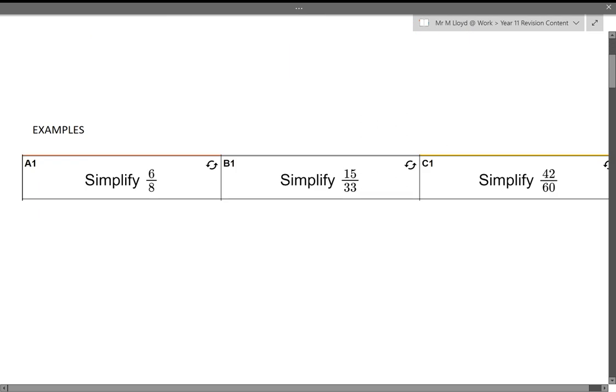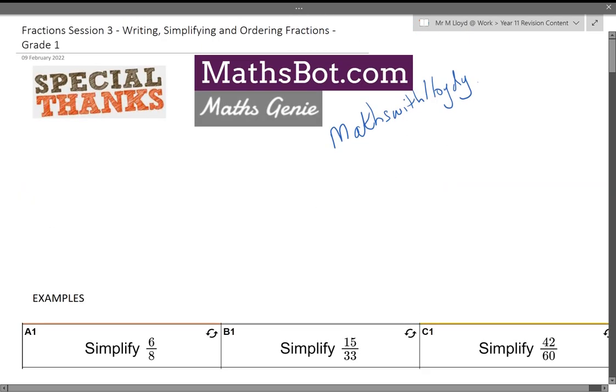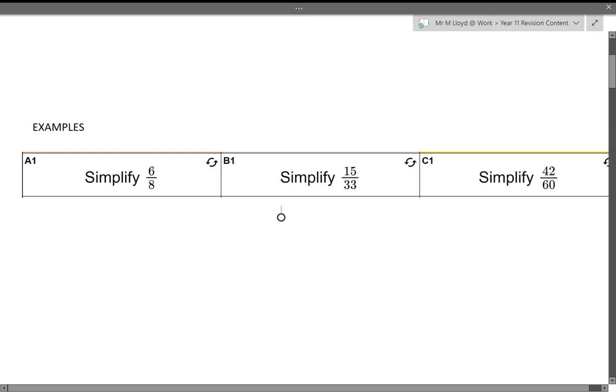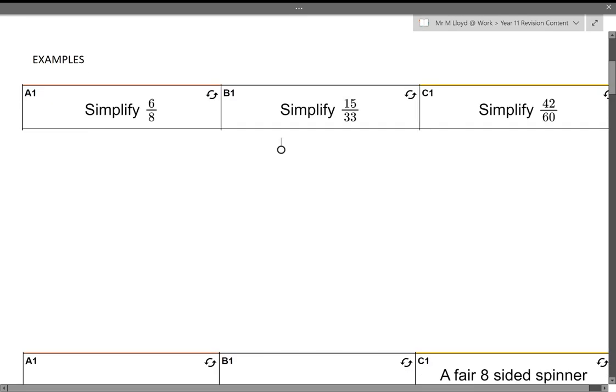So we're going to start off with some examples. Today we're looking at writing, simplifying, and ordering some fractions. It's technically grade one, but it's the building blocks towards being able to do some of the higher skills. We did mention simplifying fractions in previous videos, so I thought we might as well go to basics, get a video out, and get people to have a little look at this.